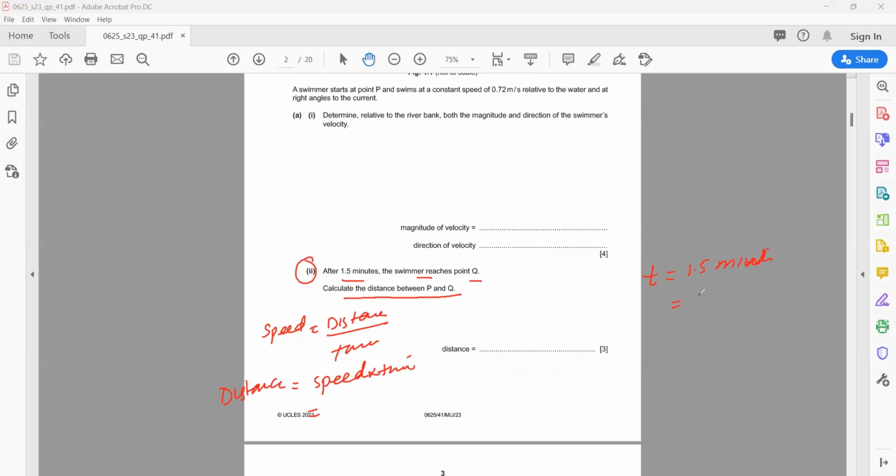But if you convert it to seconds, it will be 60 seconds plus 30 seconds because of the half minute. This is 60 and this half is 30, so the total is 90 seconds. Now use this here. You already found the speed, which is 0.90, and time is 90. So when you calculate it, the distance will be almost 80 meters.